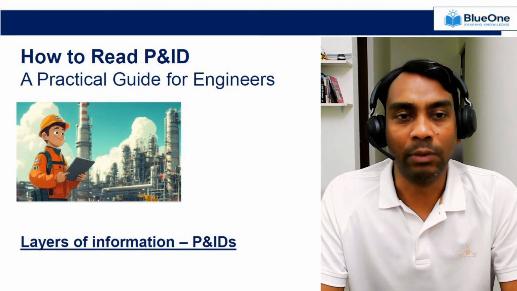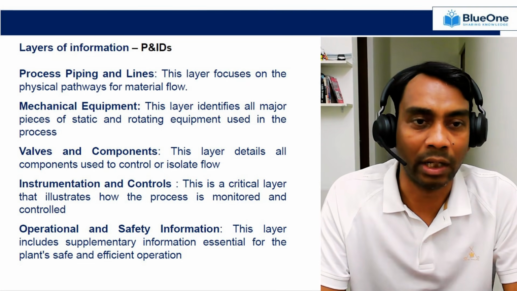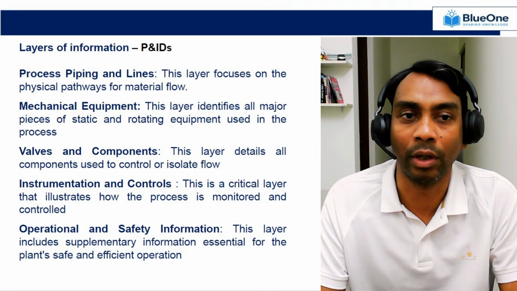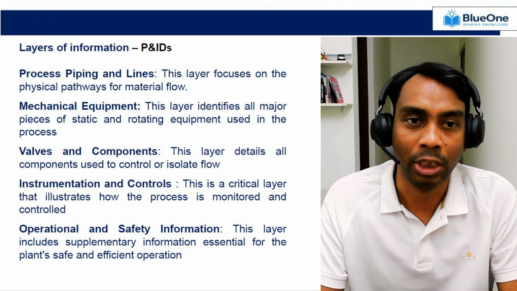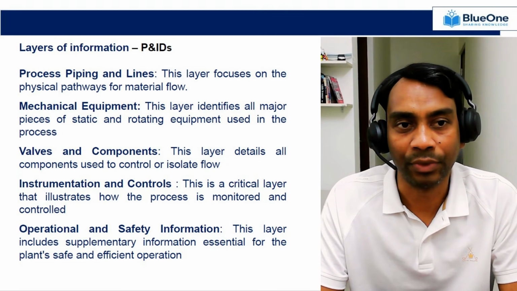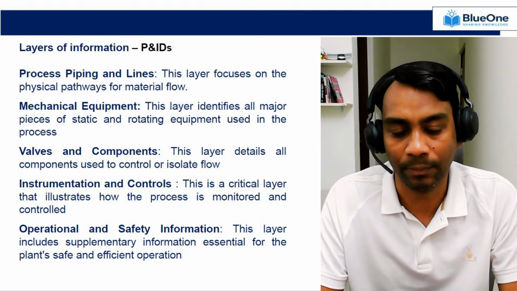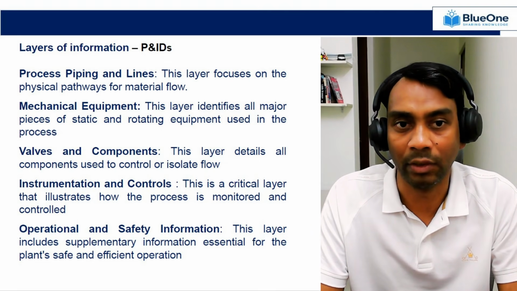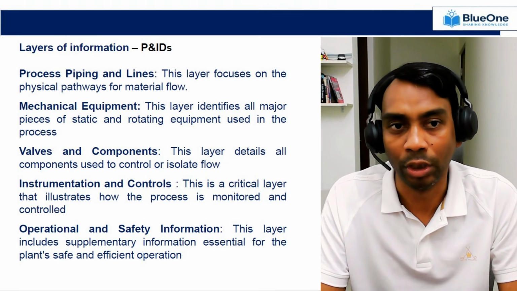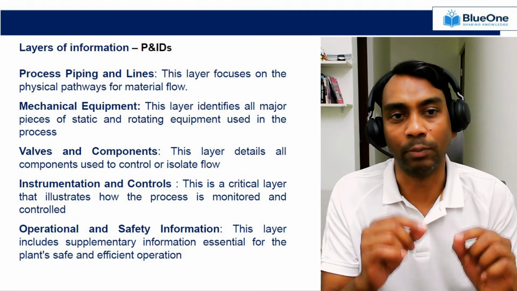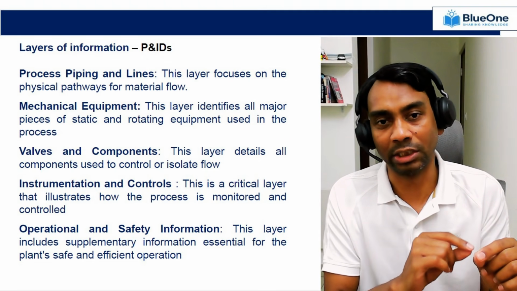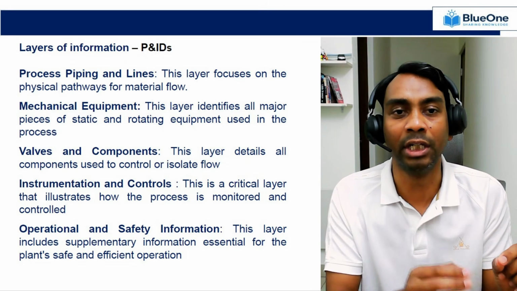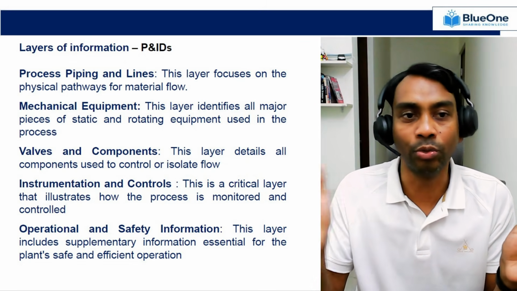As per my experience and understanding, there are 5 layers of information available in any P&ID. Start with layer 1, which is your process piping and lines. This layer focuses on the physical pathway for material flow or fluid flow. In any P&ID, you'll see the process piping and lines, and you can clearly navigate your material, energy, or process flow from start to end.